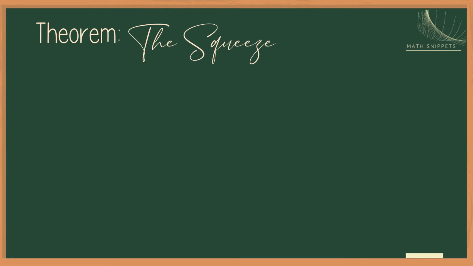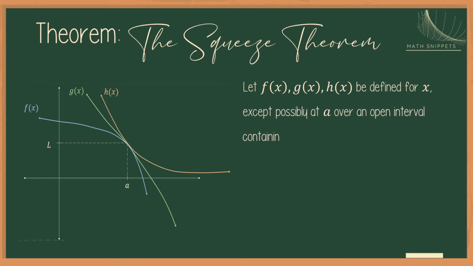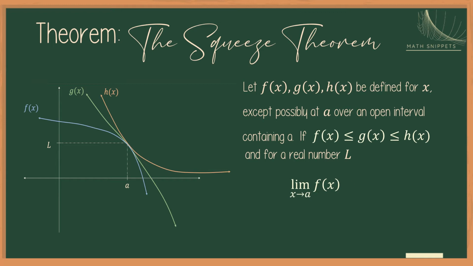Formally, the squeeze theorem states that if we have three functions f, g, and h defined for all x over an open interval containing a, these functions may not be defined at a. And if the function g is squeezed between the functions f and h, and if we have a real number L such that the limit of f and the limit of h as x approaches a is equal to L, then we say that the limit of g of x as x approaches a must also be equal to L.